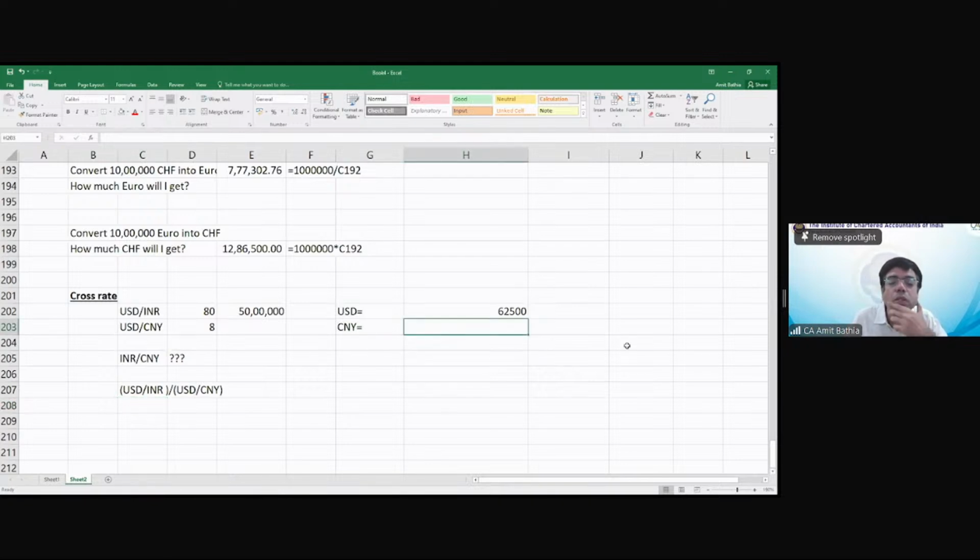Anyway, here I will have 62,500 USD, and since the base currency is Chinese yuan, you have to multiply by 8, because I am essentially paying 8. The base currency is Chinese yuan, so 1 Chinese yuan is costing you 8 USD. Am I right? Yes, sir. So how many Chinese yuan will be available to you? Should I multiply with 8 or should I divide by 8?